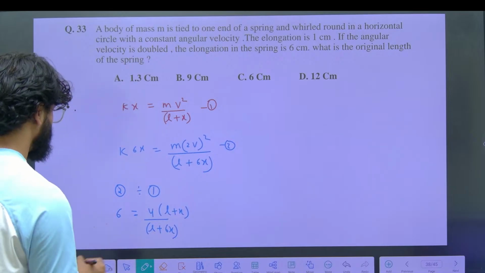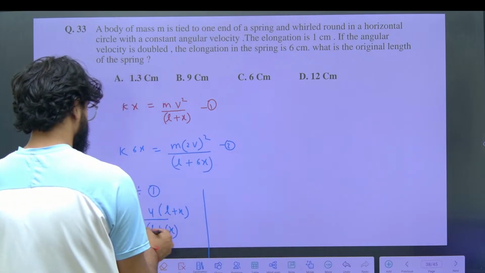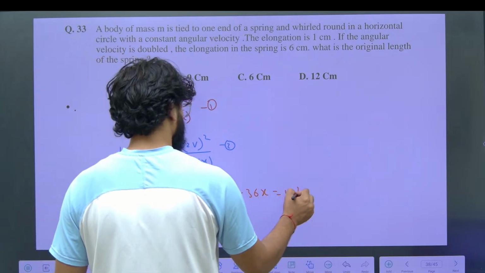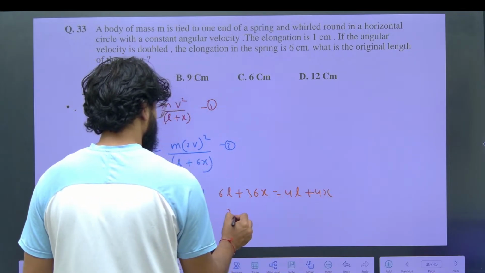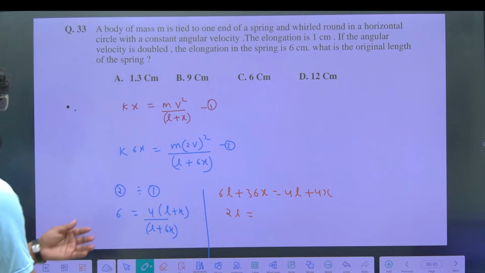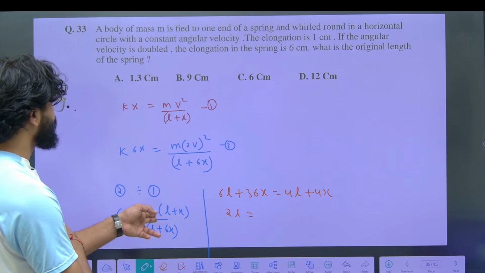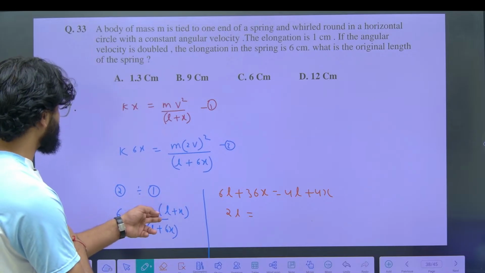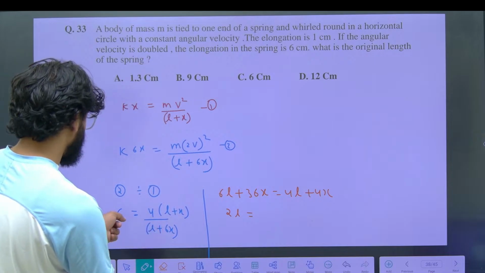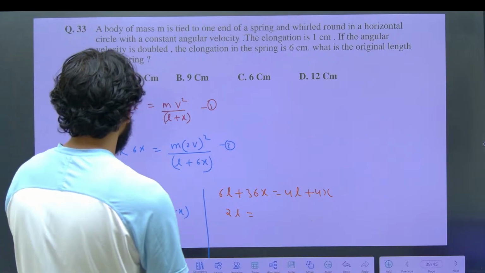Now after that we can solve it. It will be 6L plus 36x equals 4L plus 4x. Did we make some mistake? That is 4, that is correct, upon L plus 6x. And L plus x will go like this. Yes. So 6L plus 6x, that is 36. That is also correct.